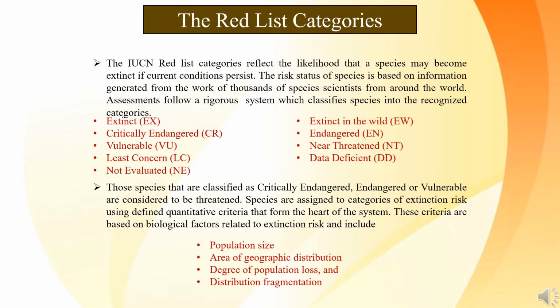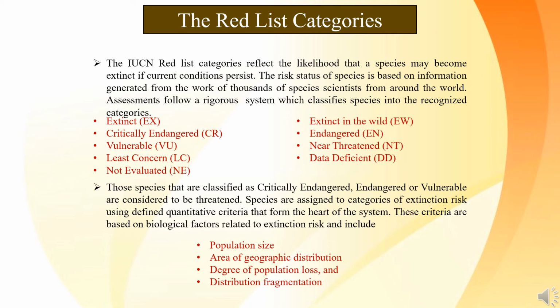As per version 3.1 of the IUCN Red List categories and criteria prepared by the IUCN Species Survival Commission in the year 2000 and adopted by the IUCN in 2001, nine categories are recognized in the system. They are: extinct, extinct in the wild, critically endangered, endangered, vulnerable, near threatened, least concern, data deficient and not evaluated.